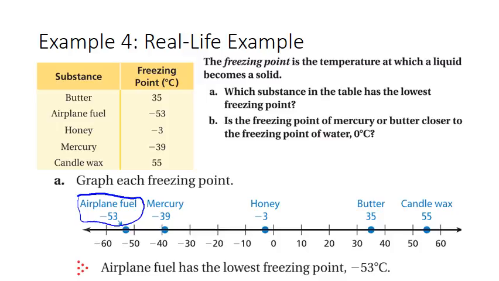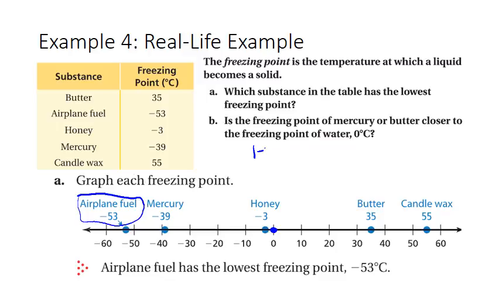Now for part B of this, we're going to be looking at the freezing point of mercury or butter and seeing which one of those is closer to the freezing point of water at 0 degrees. So if we look at mercury, we see that that's -39 degrees. If we look at butter, that's 35 degrees. So which one of those is closer to 0? Well, here is 0, and we already have a way of figuring out that number, because the absolute value tells us the distance from 0.